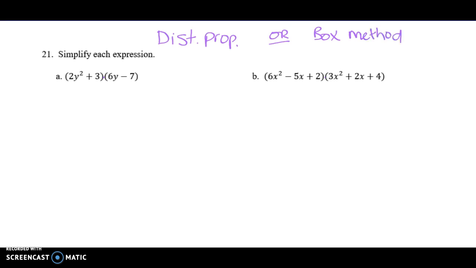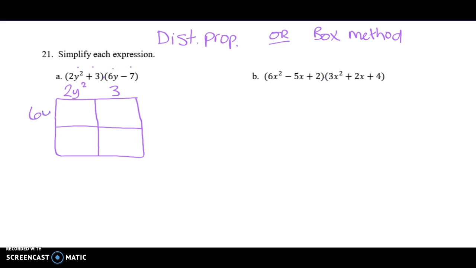So if you prefer the box, you count how many terms are in each group. So I have 2 in each group, so that means I'm drawing a box, and I need to make it 2 by 2. You put 1 across the top, the other down the side, and then you multiply top times side. 6y times 2y squared.